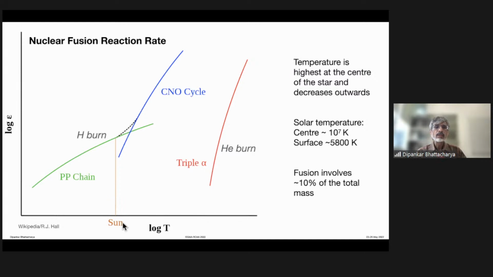For example, if we plot logarithm of temperature versus the energy release rate in fusion reaction, hydrogen burning, as you can see, is mostly confined to this temperature range. The sun is over here. So with a small increase in temperature, the energy production rate will change dramatically.